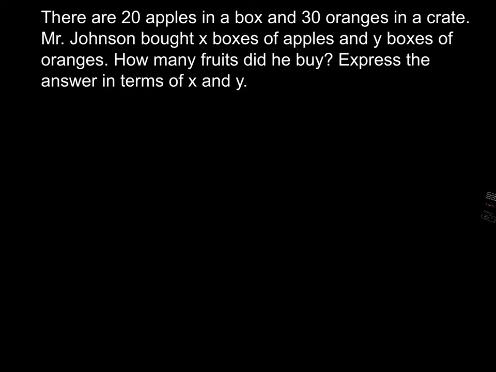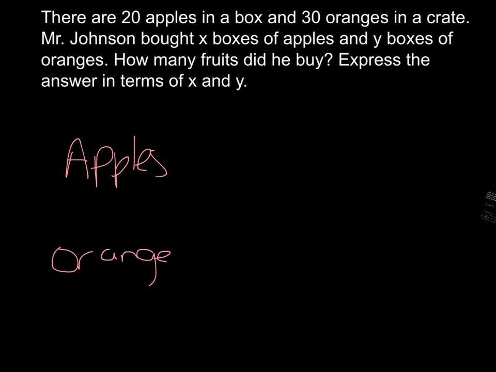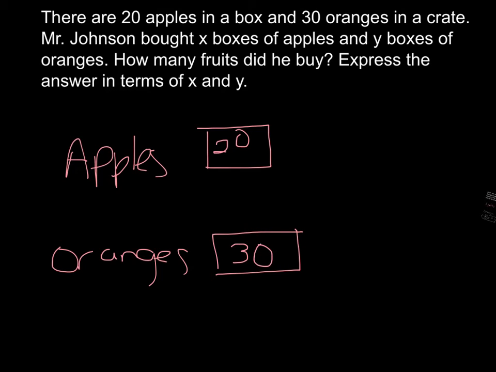Okay, and so once again we're going to have apples and have oranges. Now this bar model is going to be a little different though, because what we recognize is I know the value of a unit. The value of a unit is 20. I know that this stands for 20. In the oranges, it does need to be a different size. It's 30. Okay, so there's 20 apples in a box, 30 oranges in a crate, but I don't know how many.